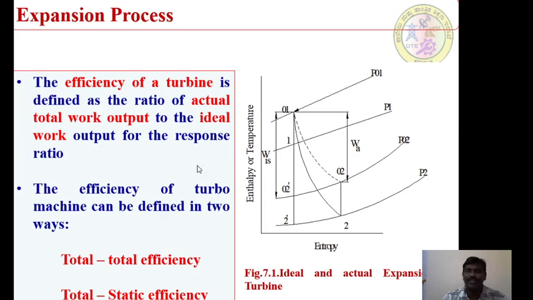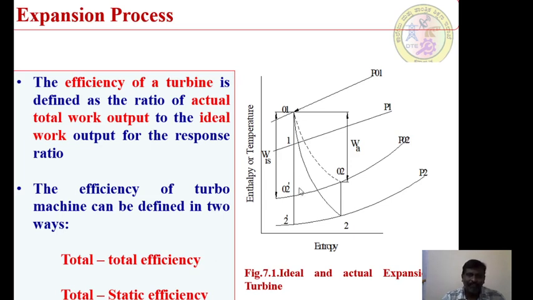It's an ideal and actual expansion for a turbine system. So here we have got the different pressure systems. P1 is one static pressure, P2 is another static pressure, between the two states 1 and 2. P01 is the one stagnation pressure, P02 is the other stagnation pressure with respect to the two stagnation states 1 and 2, that is 01 and 02 respectively.